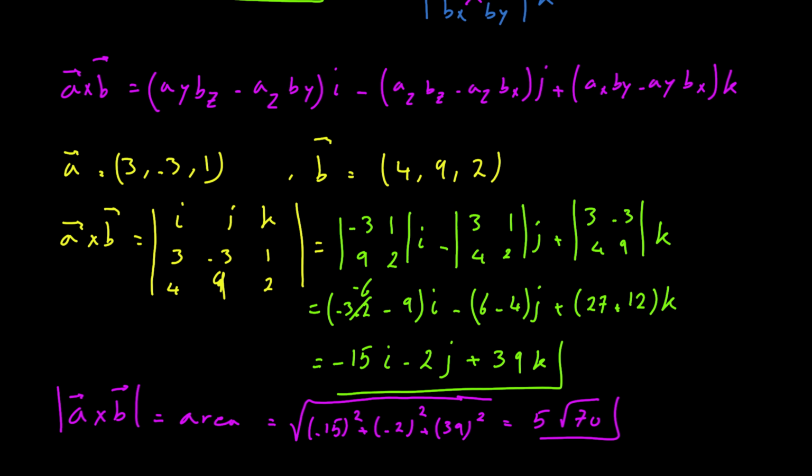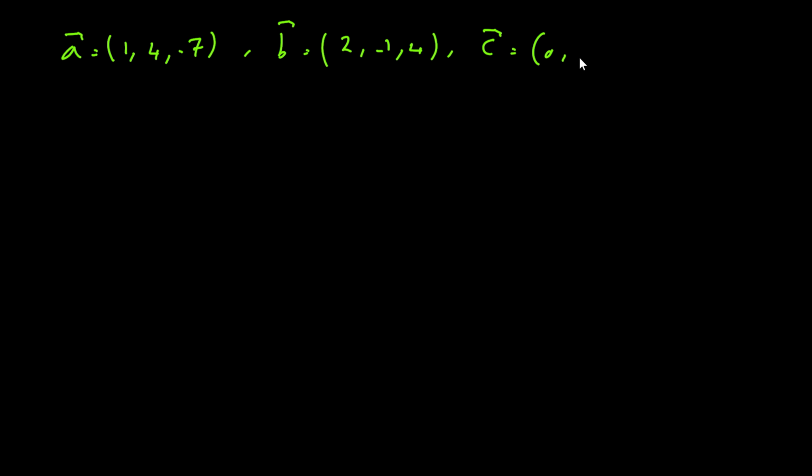Now let's go ahead and do another example. In this example, we are given three different vectors. Vector A is 1, 4, negative 7. Vector B is 2, negative 1, and 4. And vector C is 0, negative 9, and 18. The question says, use the scalar triple product to show that the vectors are coplanar.